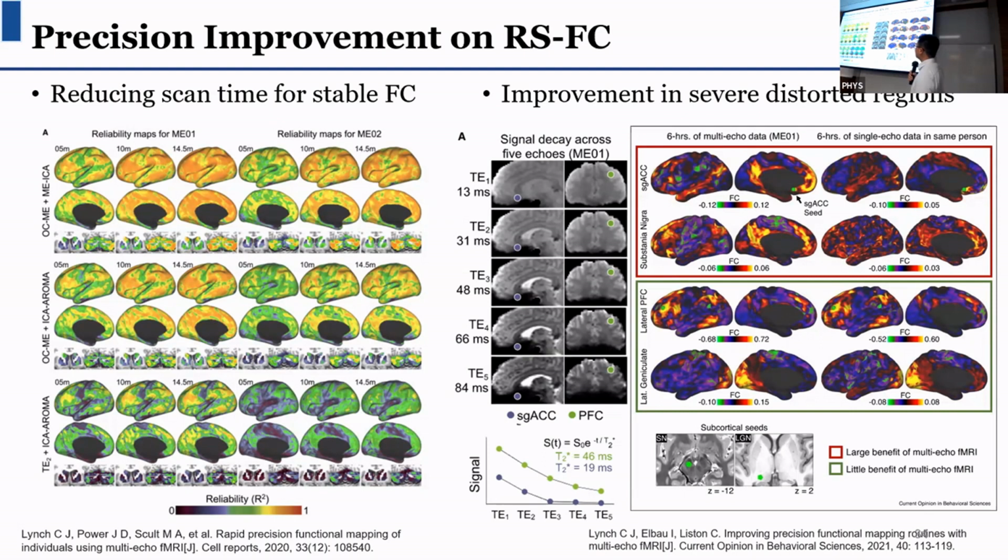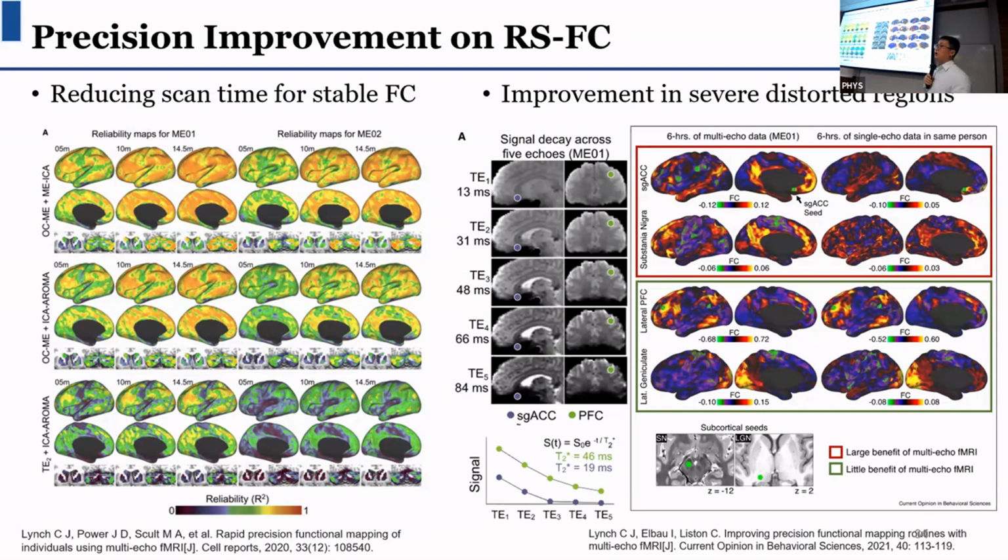The other region is the lateral prefrontal cortex. It will have some artifact, and the signal will be distorted. This is image distortion, and this is signal loss. You can see these two regions have different T2-star values, right? One is 19, the other is 46.